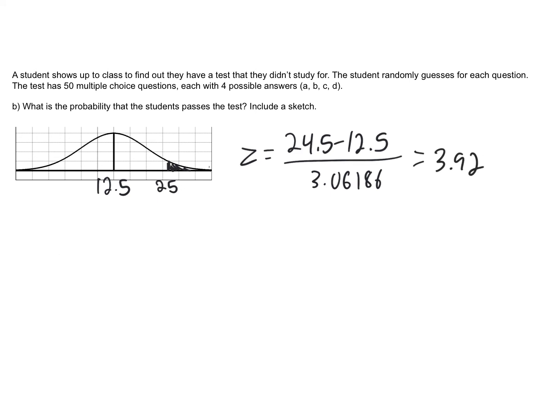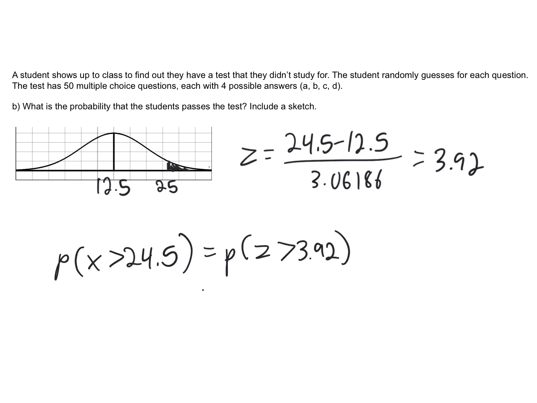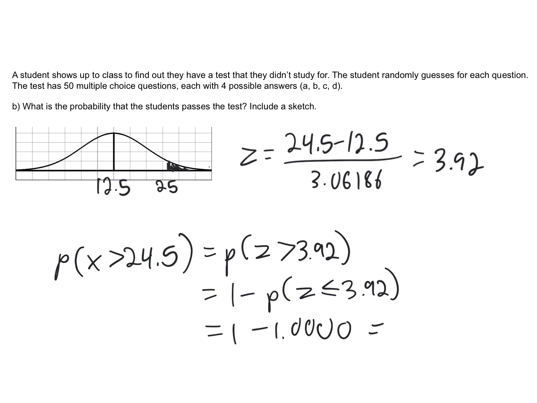So the probability of X greater than 24.5 is equal to the probability of Z greater than 3.92, and we're going to have to do 1 minus that. If we look this up, we get 1.000, and our final answer is 0. So the probability of passing a test with just randomly guessing is not very high. Now, it's close enough to 0 that we treat it as 0, but if you actually went into it, you would find that there is a small chance, but it would be so many decimals before you see a non-zero digit.